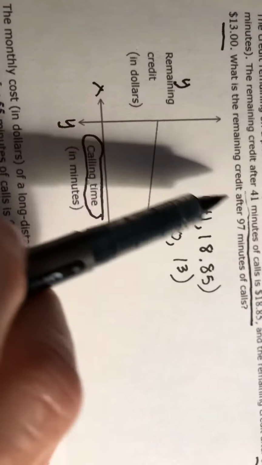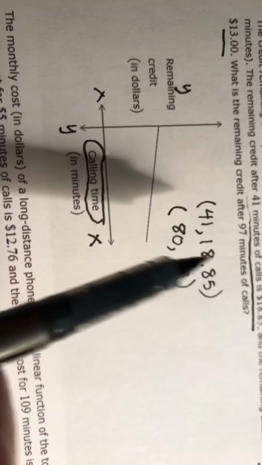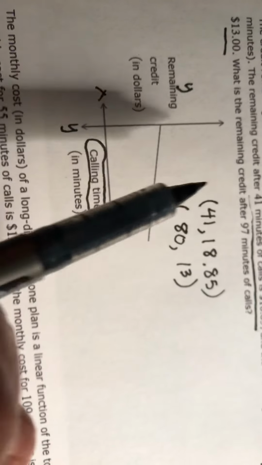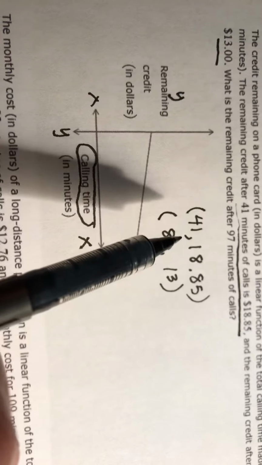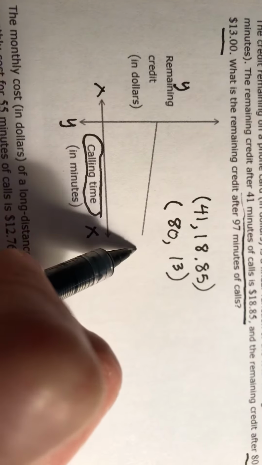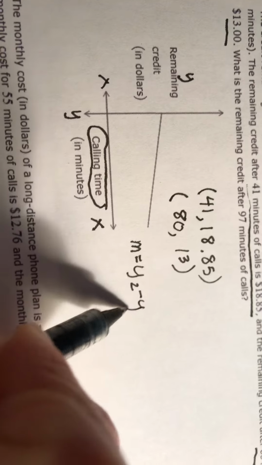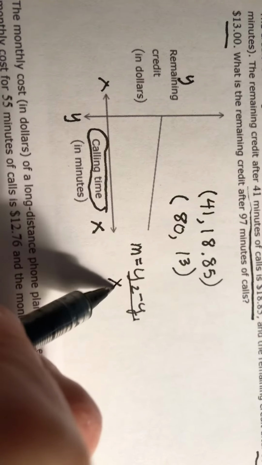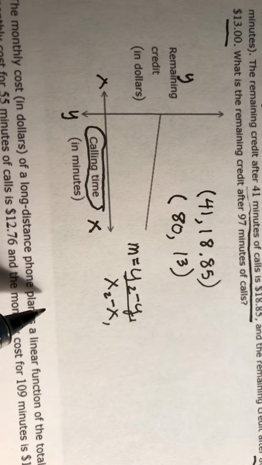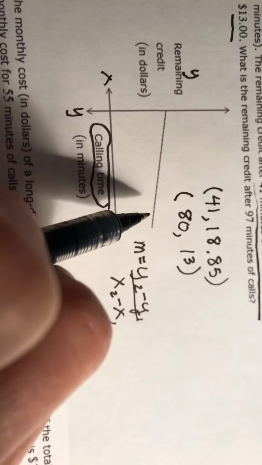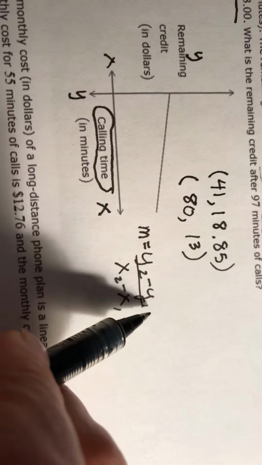So what I'm going to do is take this information, find the slope, then find the equation. Then after that, I'm going to plug the 97 in. All right, so first thing we're going to do is find the slope. Using the slope formula, we subtract the y's and then subtract the x's. So the y's go on top, x's go on the bottom. Now notice my line is going down. I should get a negative slope. If I don't, I have to figure out what I did wrong.